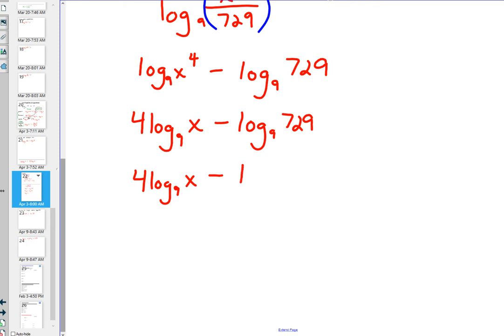The reason why you get 3 is because 729, if I were to rewrite it, is 9 to the third power. These logs cancel out, and really, now that we know the properties, this 3 gets to move to the front because of the power property. So 4 log base 9 of x minus 3. Now that's simplest.